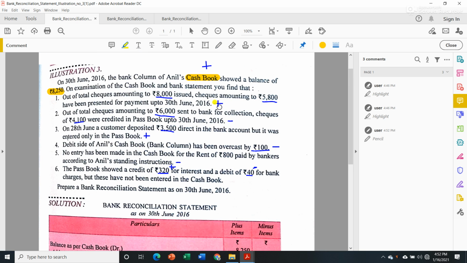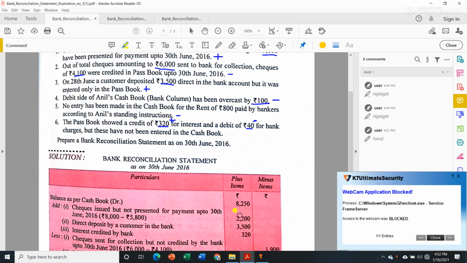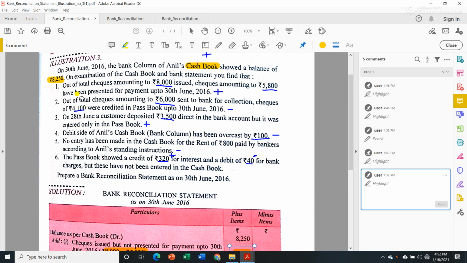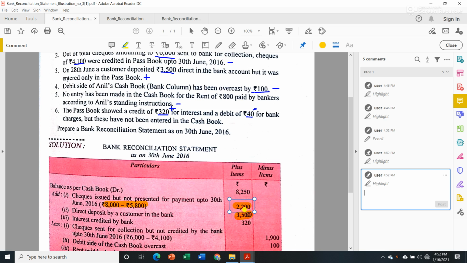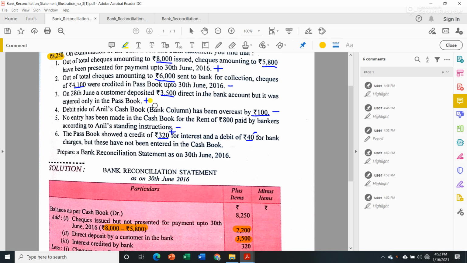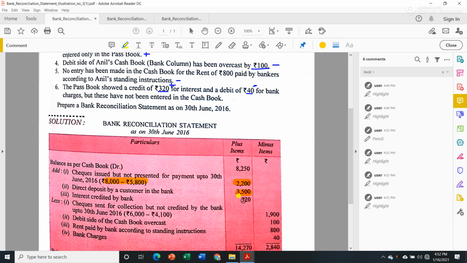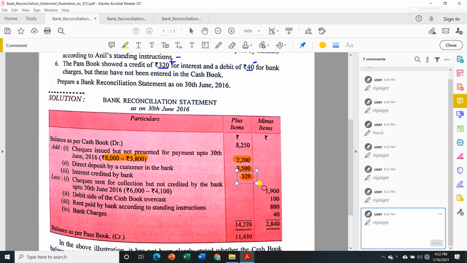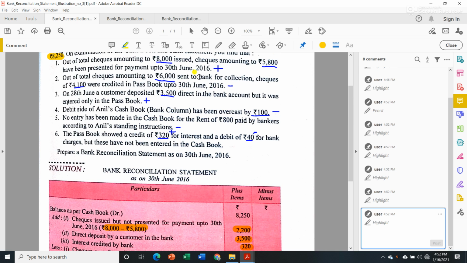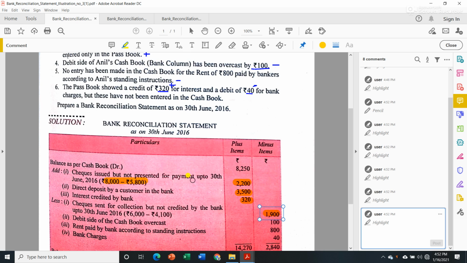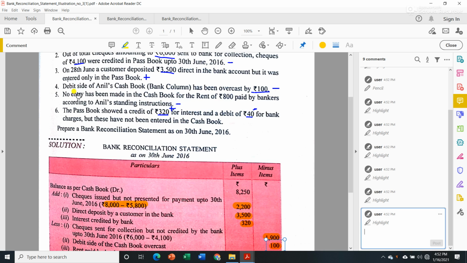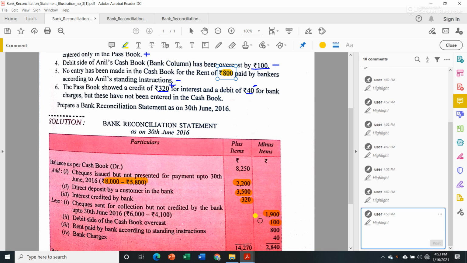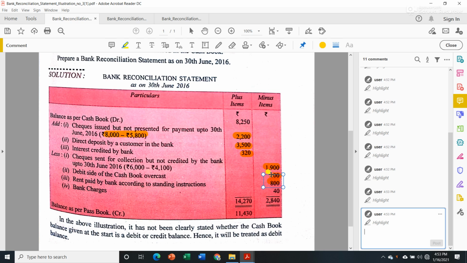Plus items, how many we have? We have this one, 8,000 in the plus side. 8,000 minus 5,800, that is 2,200. Then next we have plus item, this 3,500. Then next plus item we have this 320, here 320. Then minus item we have point number 2, 6,000 minus 4,100, that is 1,900. Then next we have minus item here 100. Then next we have rupees 800, and last 40. So 40.